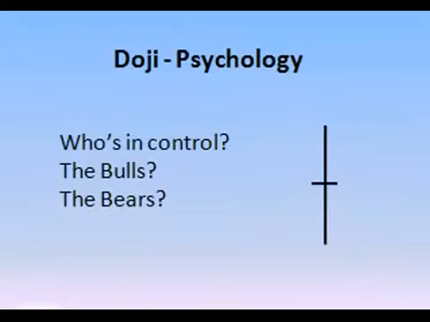So in this pattern, the doji, neither party is stronger. The doji represents indecision, and this is a powerful signal. Indecision in the market often precedes a change in trend to either a sideways or a reverse direction trend.